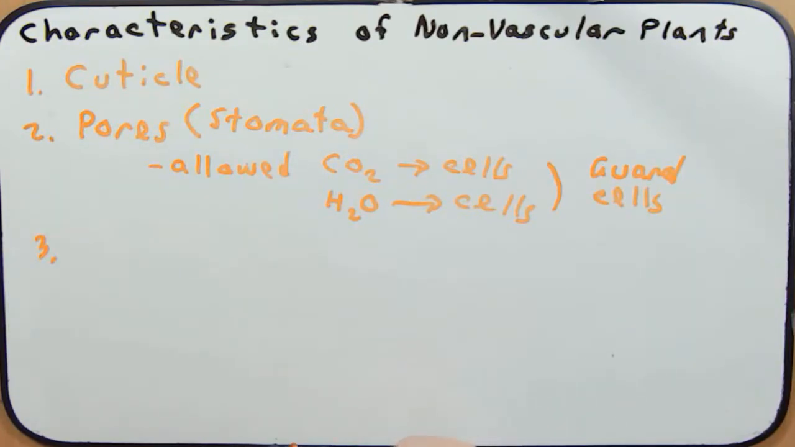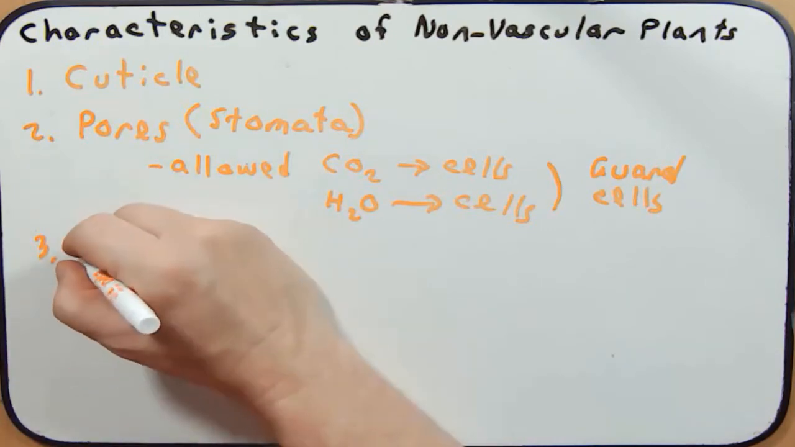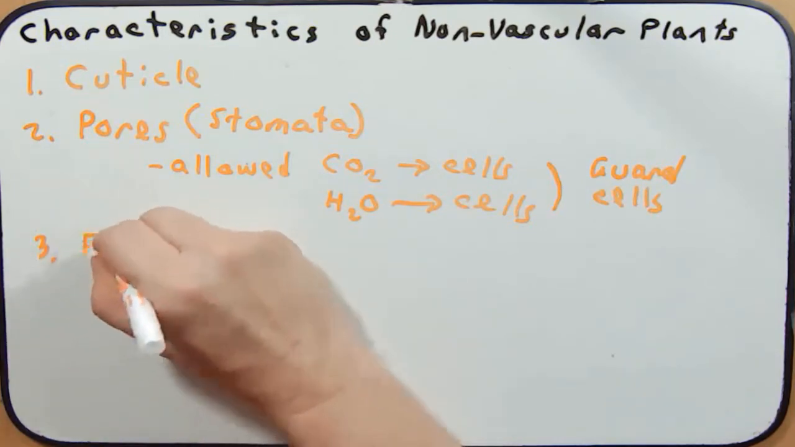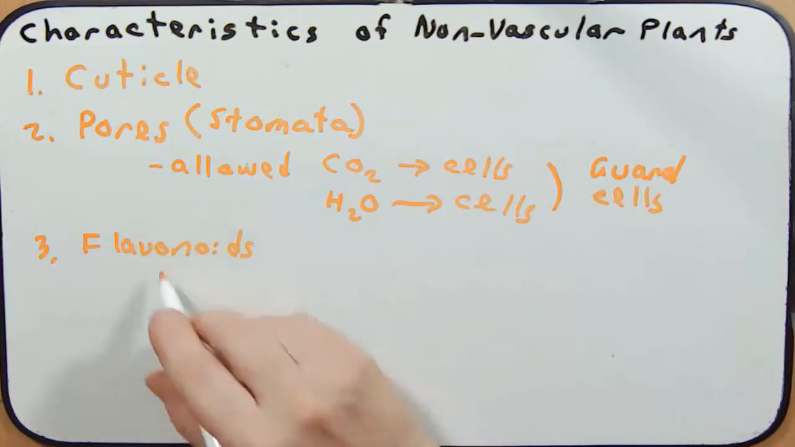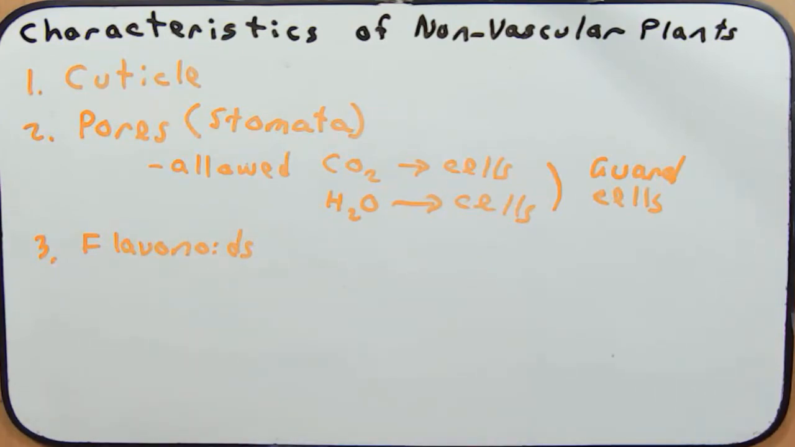The third feature that we see in the non-vascular plants are these flavonoids. And remember, the flavonoids protected the DNA in the plants from UV damage. So the more UV that the plants are exposed to, the more flavonoids appear in the plant cells because it protects the plant cells from the DNA damaging characteristics of ultraviolet light.